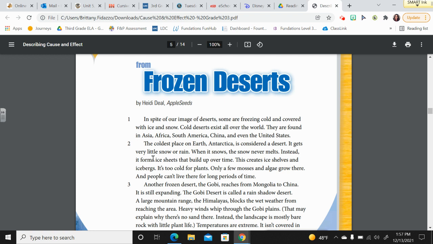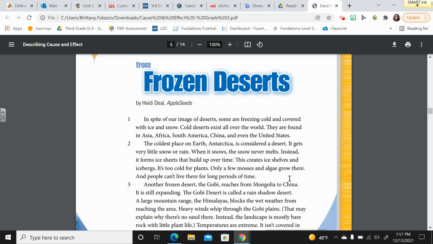It gets very little snow or rain. When it snows, the snow never melts. Instead, it forms ice sheets that build up over time. This creates ice shelves and icebergs. It's too cold for plants. Only a few mosses and algae grow there, and people can't live there for long periods of time.